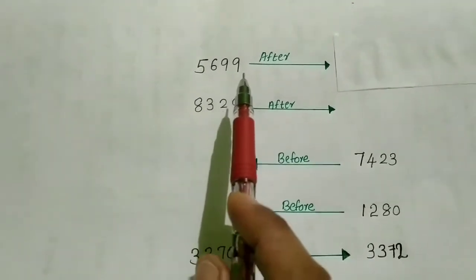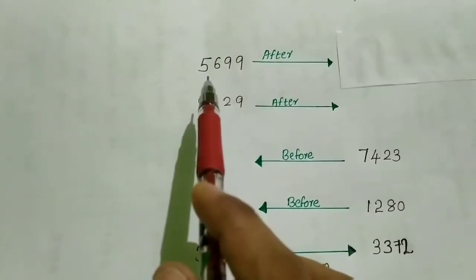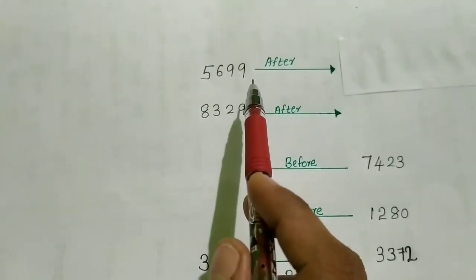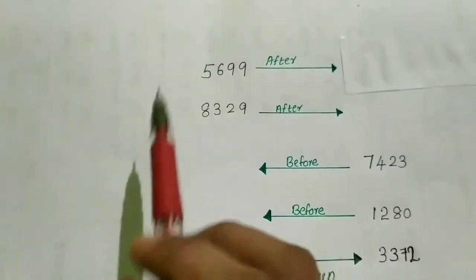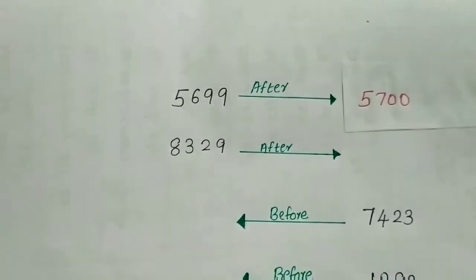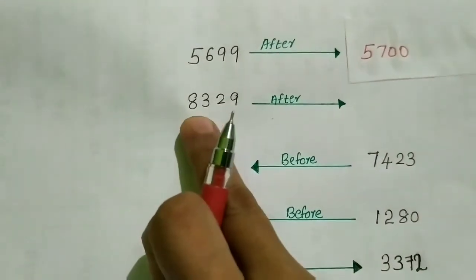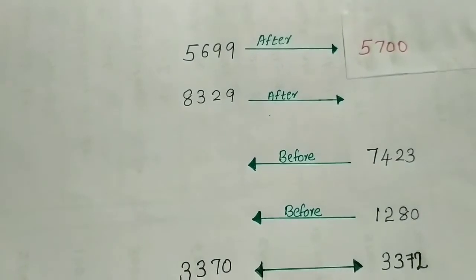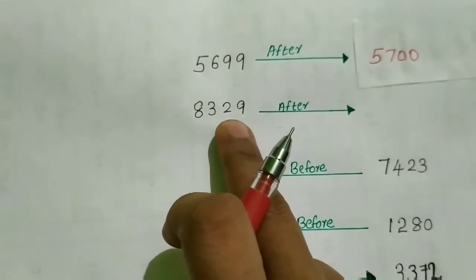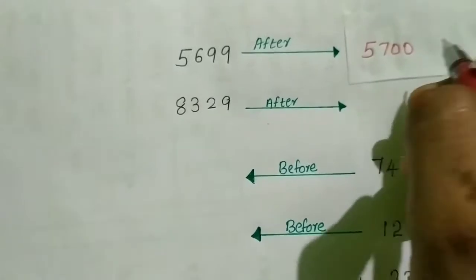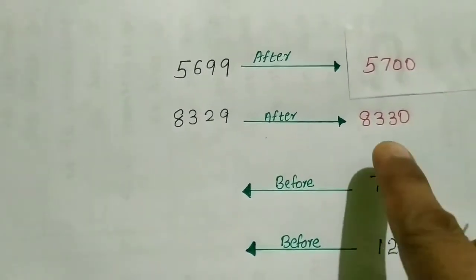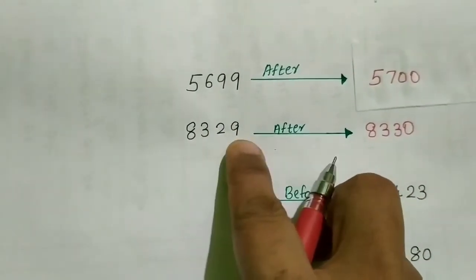First one, 5699. We have to find the after number of this number. So, for that, we have to count forward. 5699. After this, 5700. So the answer is 5700. Next, we want to find the after number of 8329. So next number is 8330. So, this is one more than the 8329.